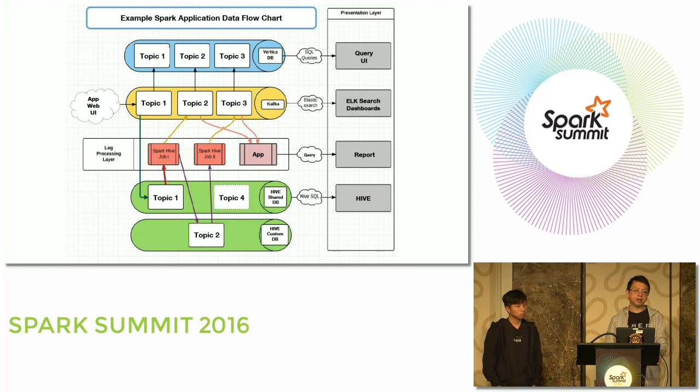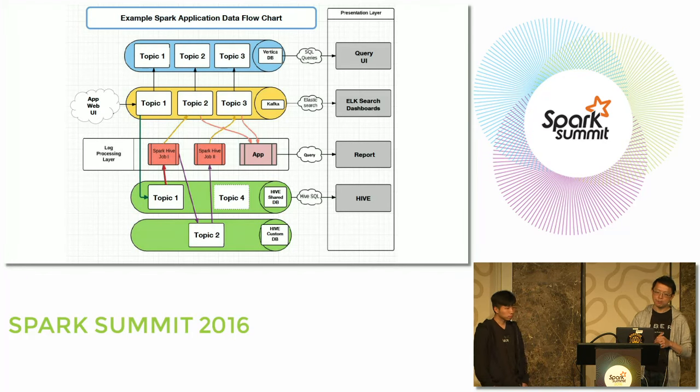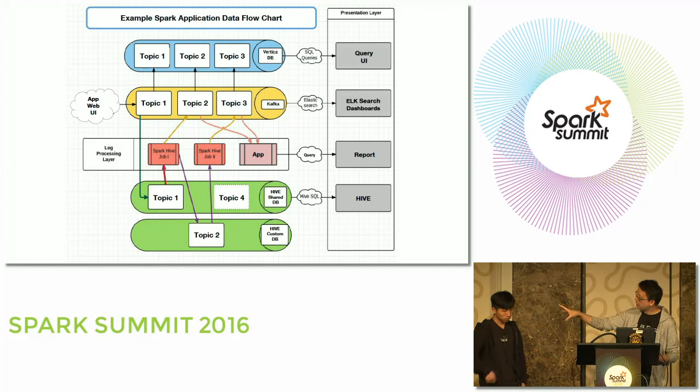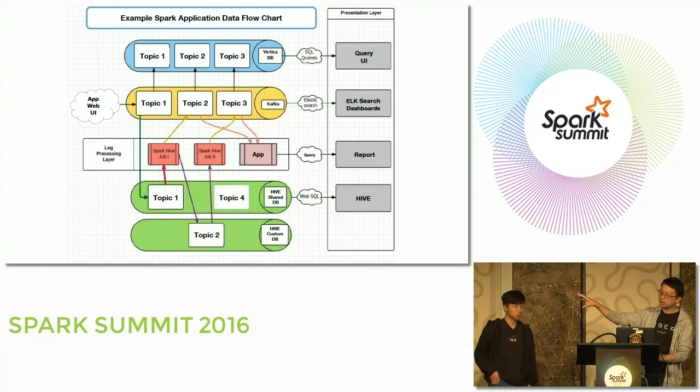So let's take an example. This is one of the example workflows people want to create at Uber. In this workflow, you can see that the environment is pretty complex. We have Kafka infrastructure, we have infrastructure for Hive, and then we have our own built-in query UI. We have an Elasticsearch cluster, and then we also have our reporting solution. And Spark is one component in the whole environment.